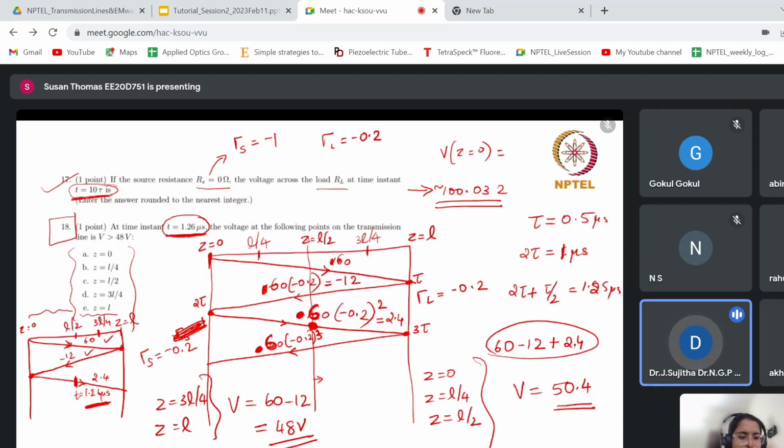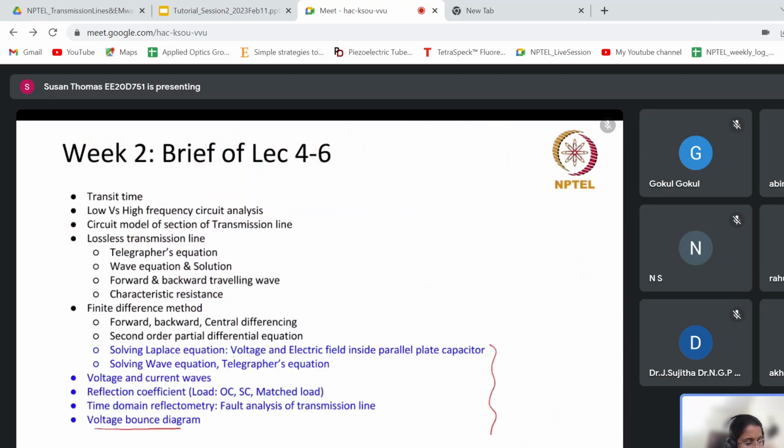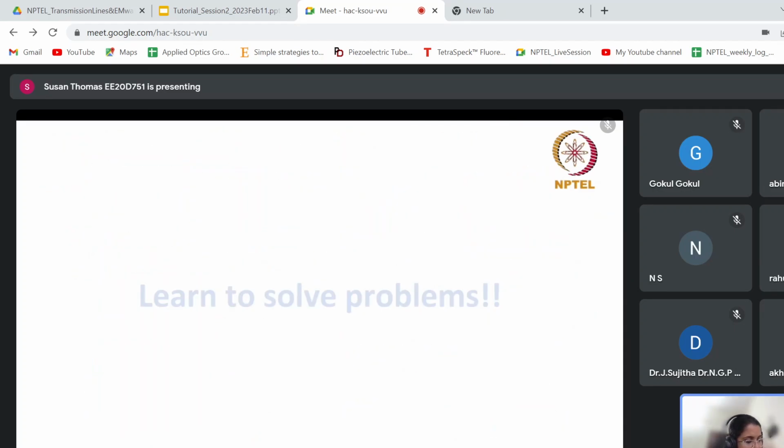Ma'am, please kindly repeat again, ma'am. Okay, I'll do that. Okay, so let's have a look at the bounce diagram once again.